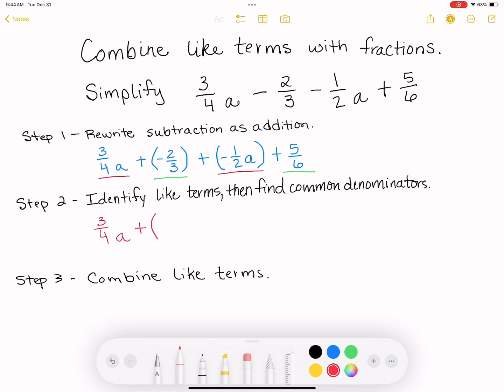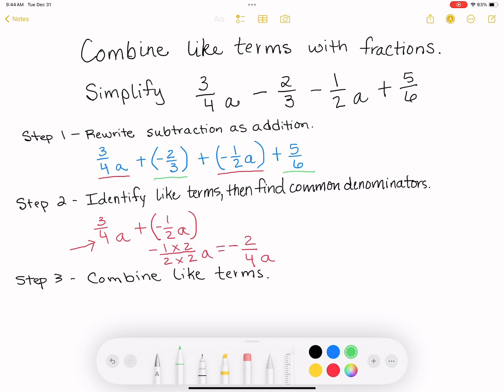So I have 3/4 a plus negative 1/2 a. And you notice that the 4 and the 2 can also have a common denominator of 4. So I'm going to multiply the 2 times 2, which means I need to multiply the 1 by 2 as well. So I'll get negative 2/4 a.